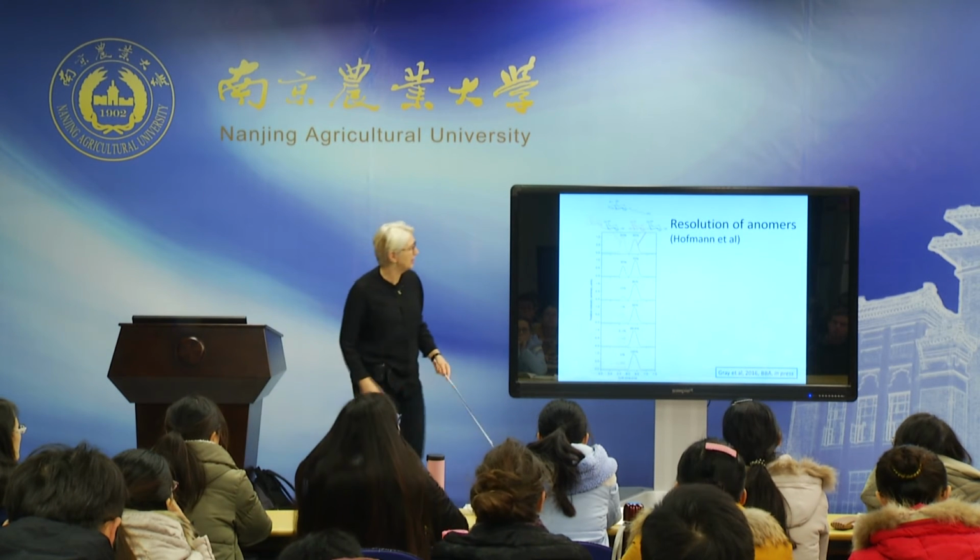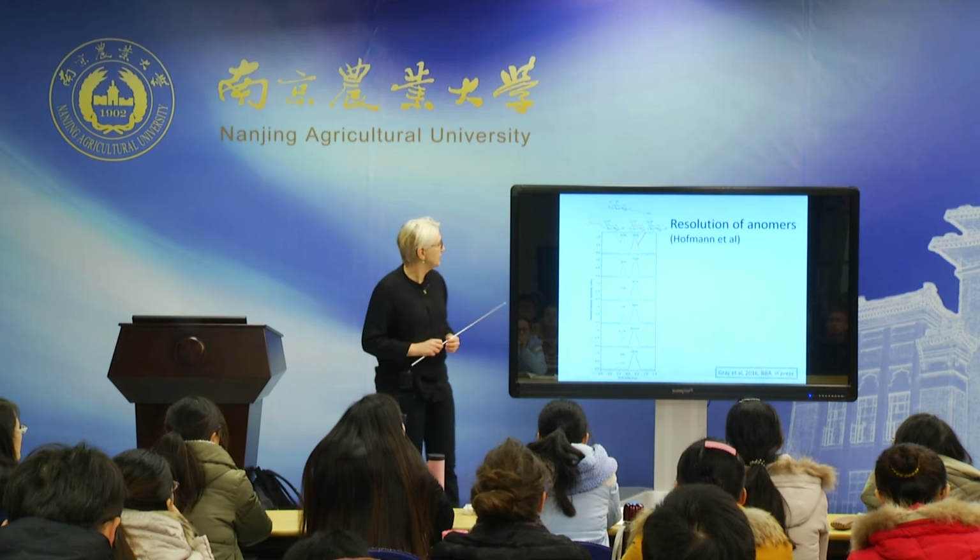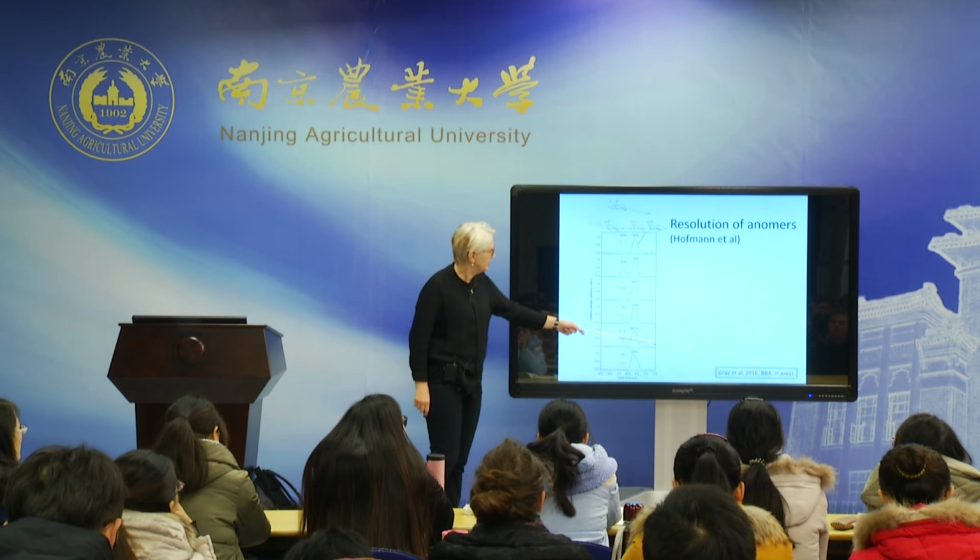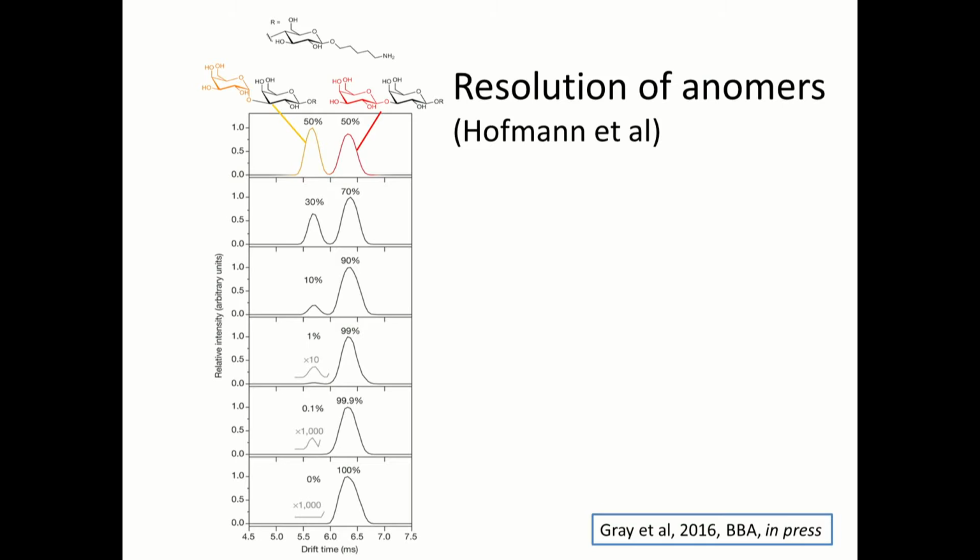And I should say there are now other groups working on this. This is a very nice paper. Actually, we cited it in our BBA, but it's by Hoffman et al. in Nature. It's just come out in Nature, where they've shown, for example, with ion mobility, that the same methods can be used to resolve anomeric structures.